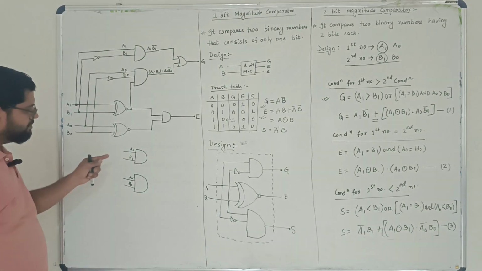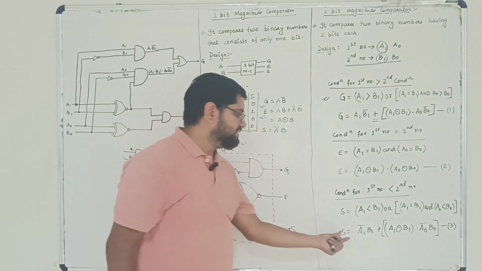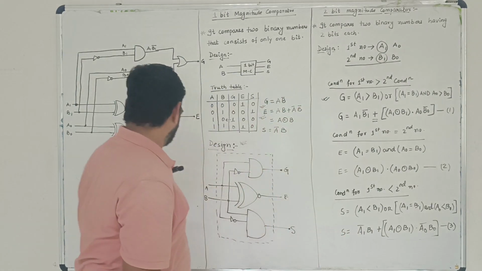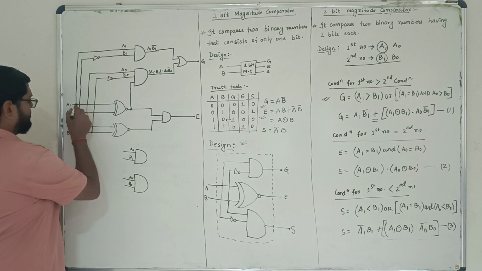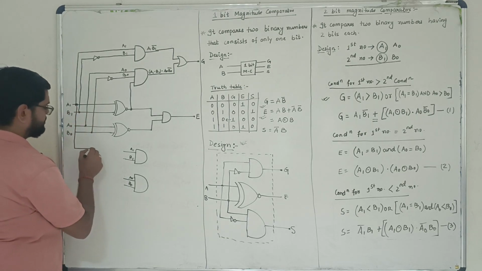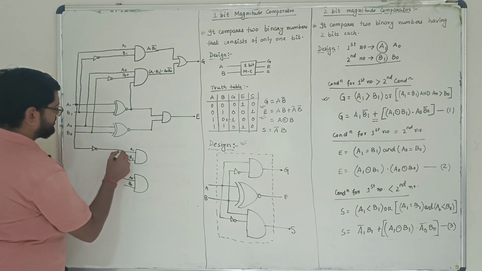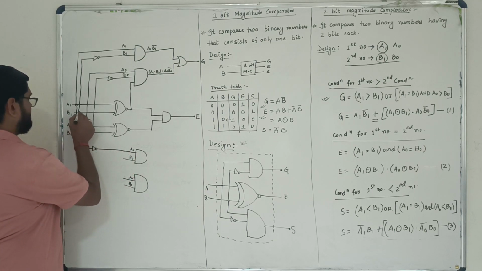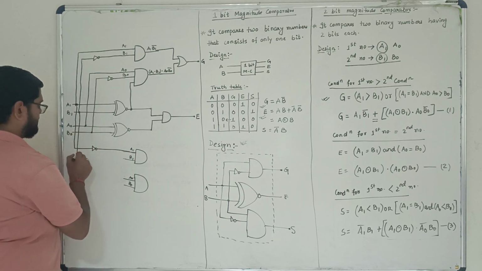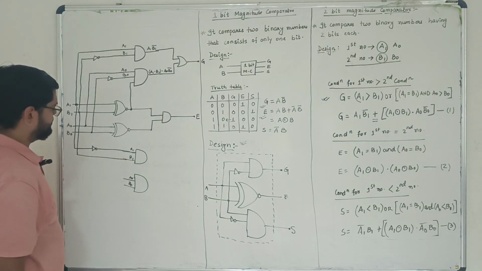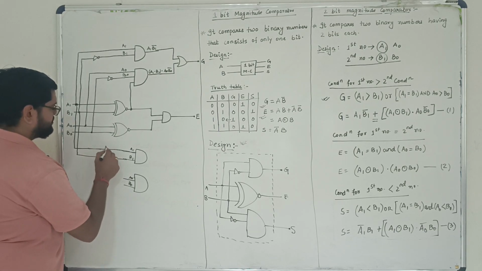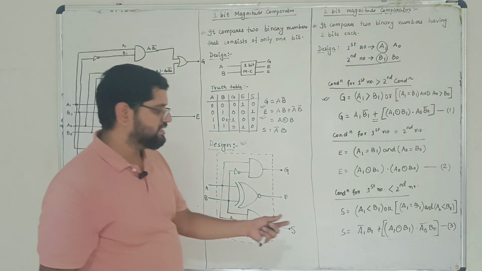Similarly, for the bottom part, the S part, you can see that the first part of this output is A1 bar B1. So from here you will have a connection, just put a NOT gate. This is going to be A1 bar, and from here you will take B1 and connect this to this. This is your A1 bar B1.